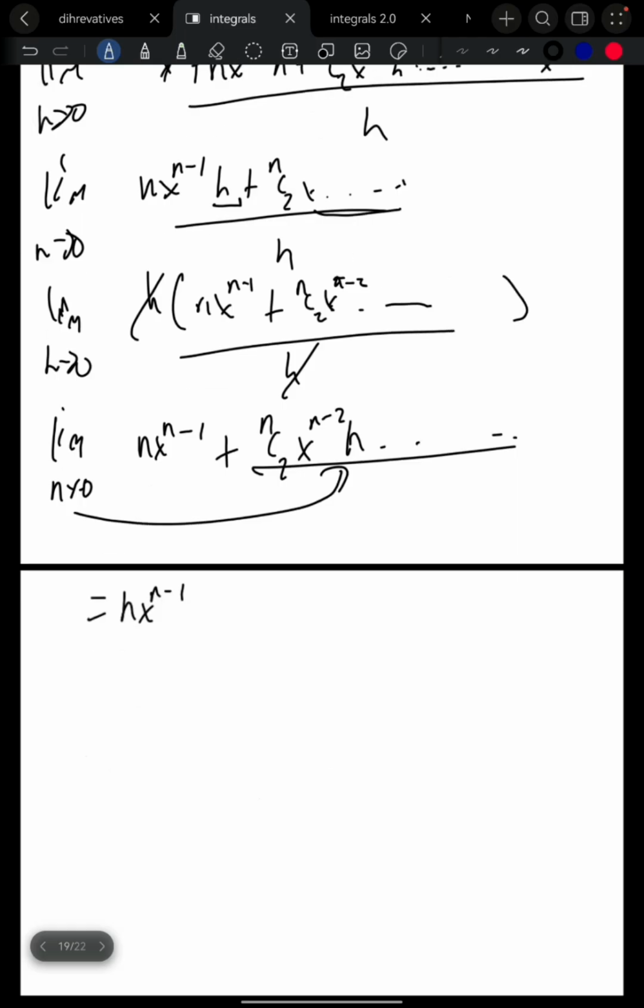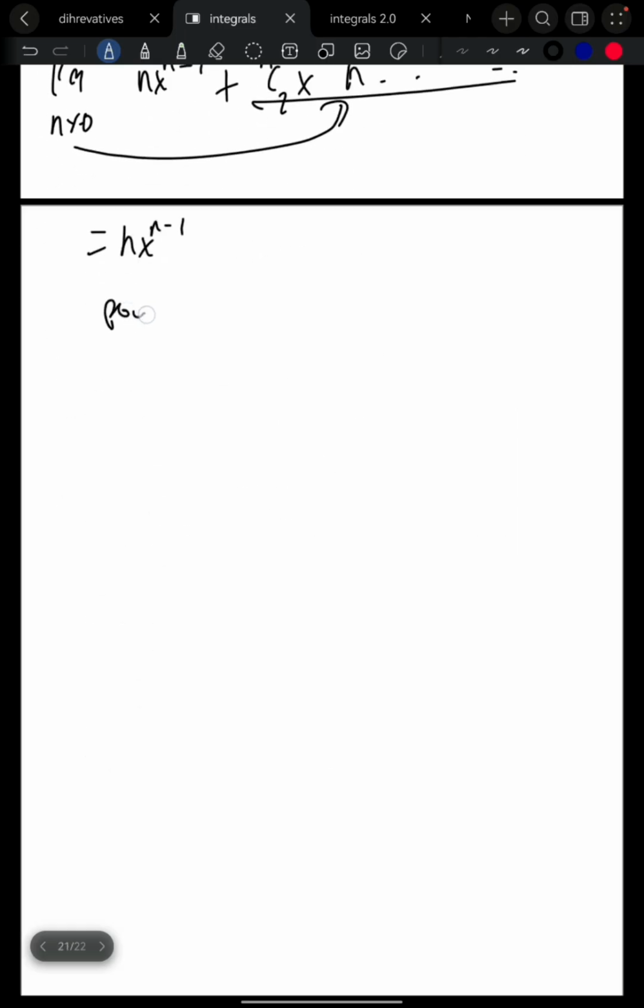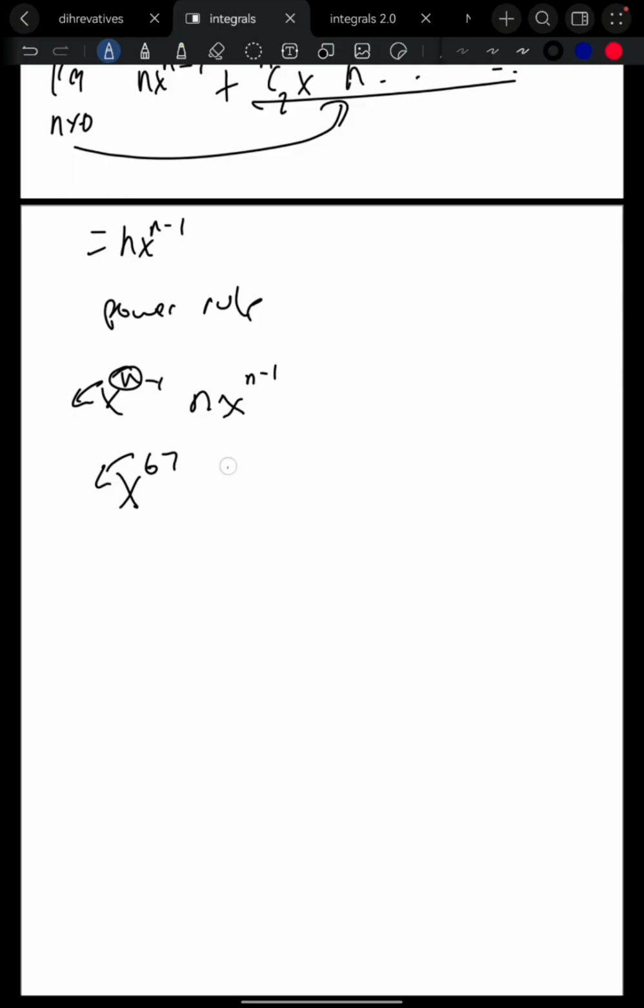Power rule. Okay, yeah. Let's say you have x to the n. If you want to differentiate this, bring the power down, so just n times x, subtract 1, n minus 1. That's it. Let's say you have x to the 67. Bring the power down, 67. Subtract 1, so it's going to be 66.